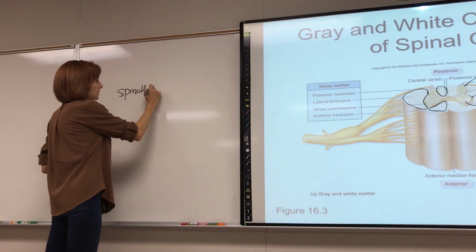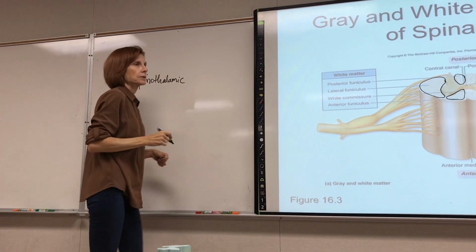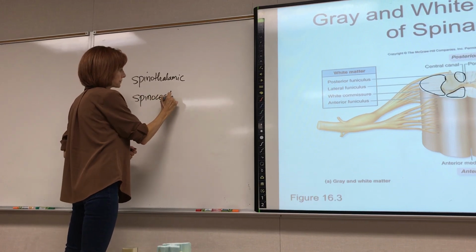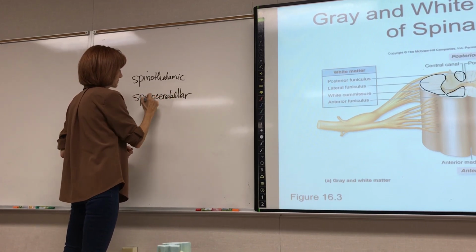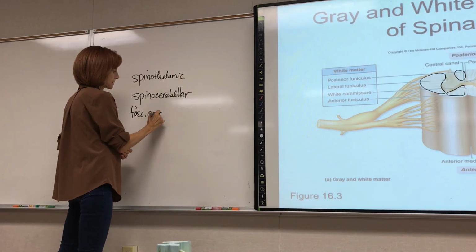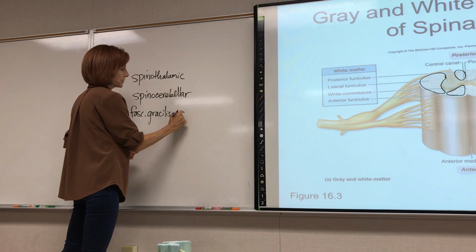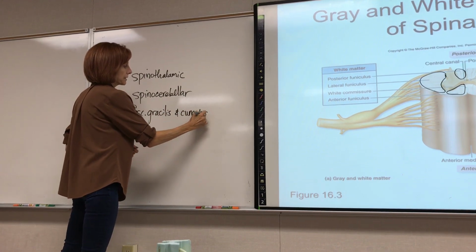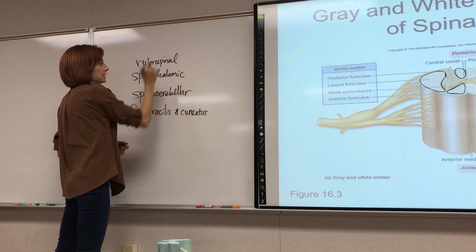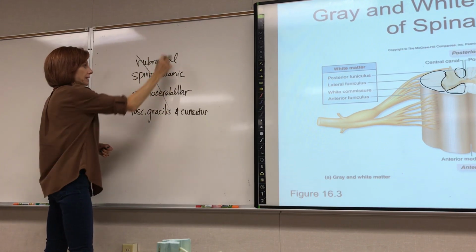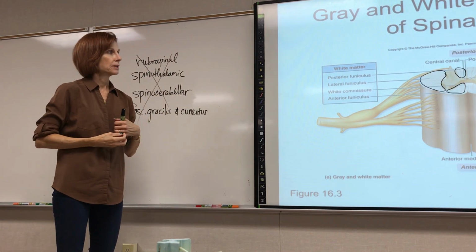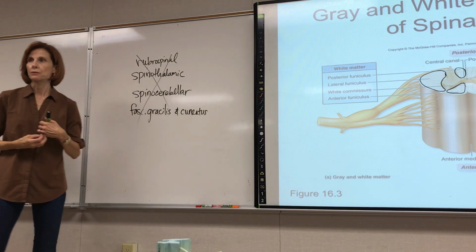They would be names like spinothalamic, spinocerebellar, there is a fasciculus gracilis and fasciculus cuneatus. There's a rubrospinal tract, etc. All of these you can take off the list. If there's any others right there, cross them out. We are not going to cover those.